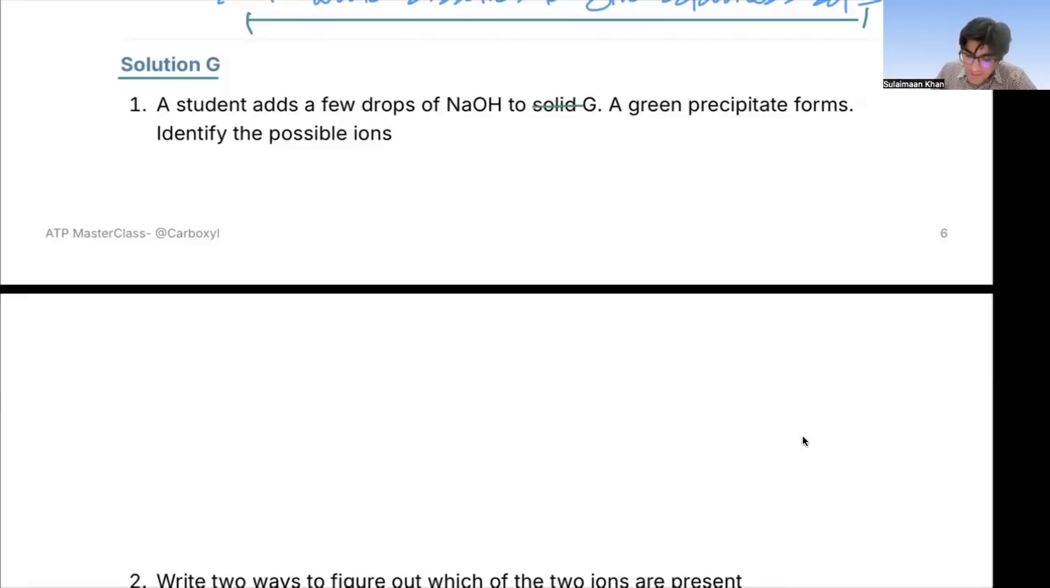A student adds a few drops of sodium hydroxide to solution G. A green precipitate forms. Identify the possible ions. So with a few drops, if a green precipitate forms, what are the ions? It's either the chromium 3 plus ion or the iron 2 plus ion. That's it.